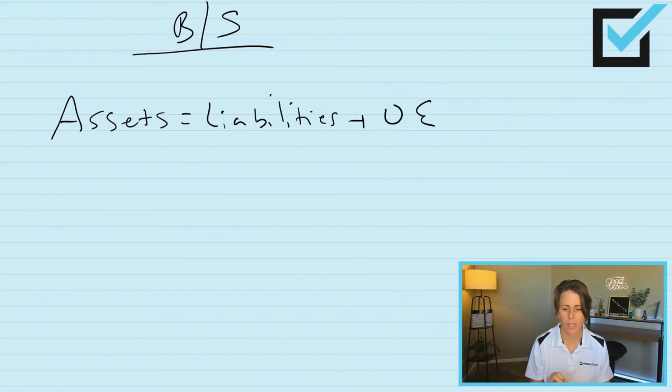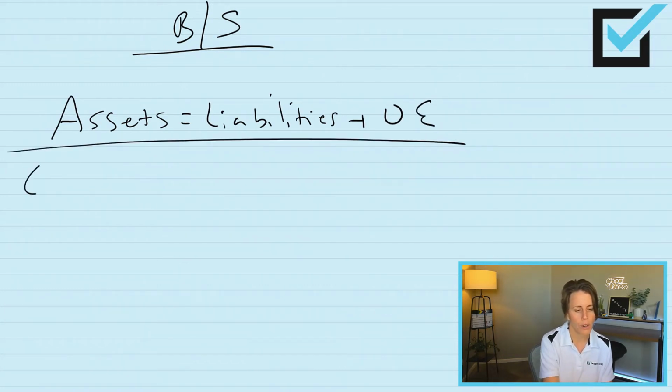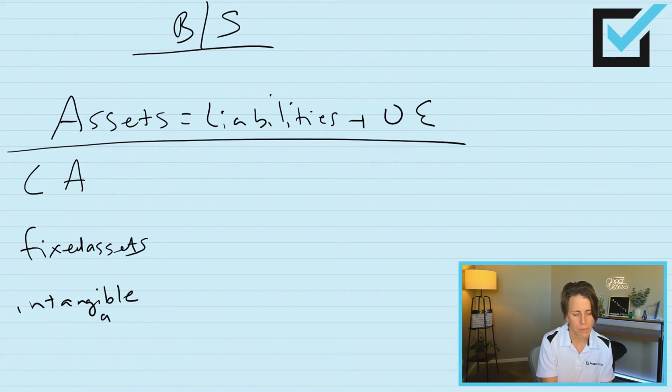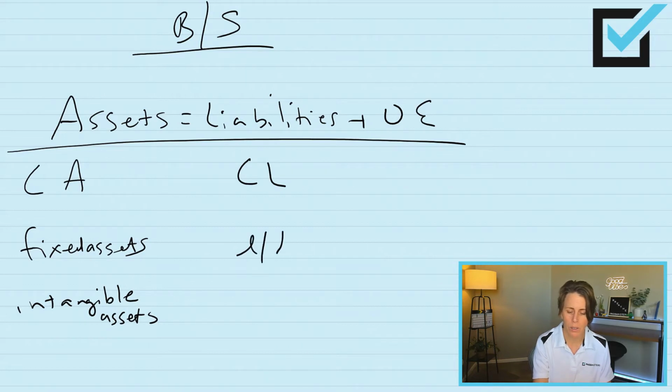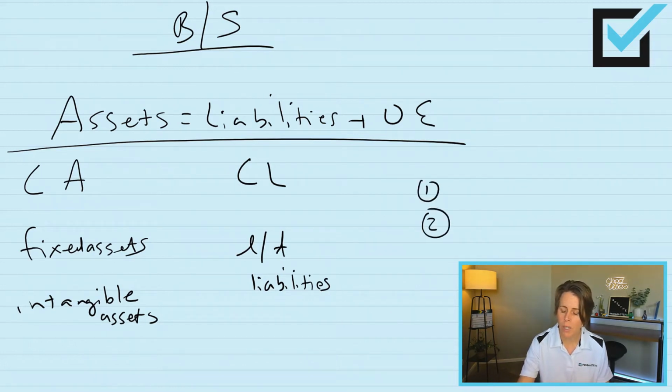So shareholders' equity. So we would have current assets, fixed assets, and intangible assets. We would have current liabilities and long-term liabilities. And then we have 4 components of owner's equity, of shareholders' equity. We have what types of shareholders?